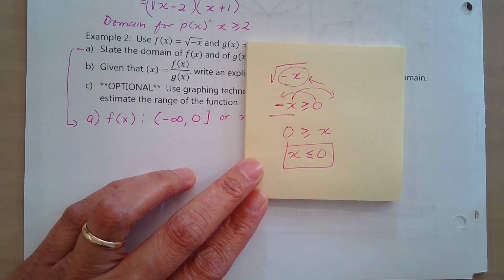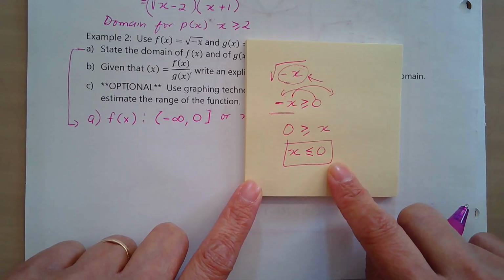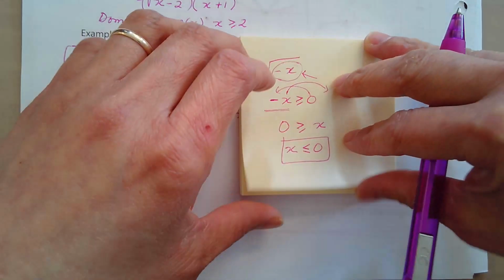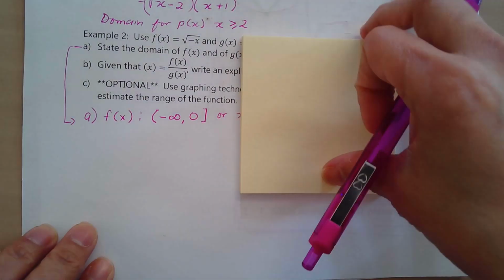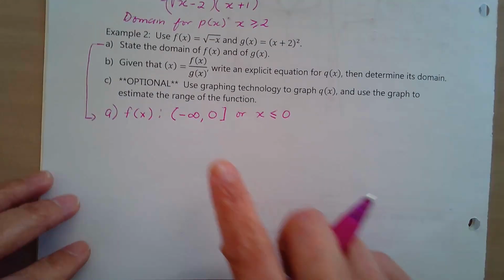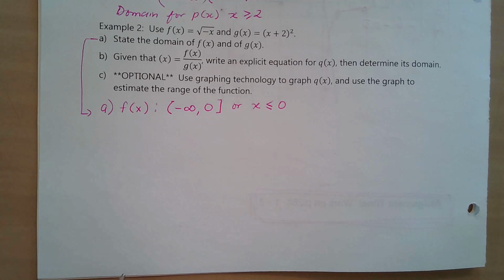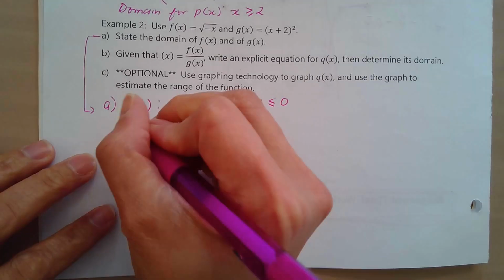So x has to be less than or equal to 0. Okay, maybe some people remembered. If you're not sure about that one, I'll explain that in a different way later. Okay, so that piece has to be less than or equal to 0. 0 is okay, and a negative number is okay too. Good. Now what about the g of x?